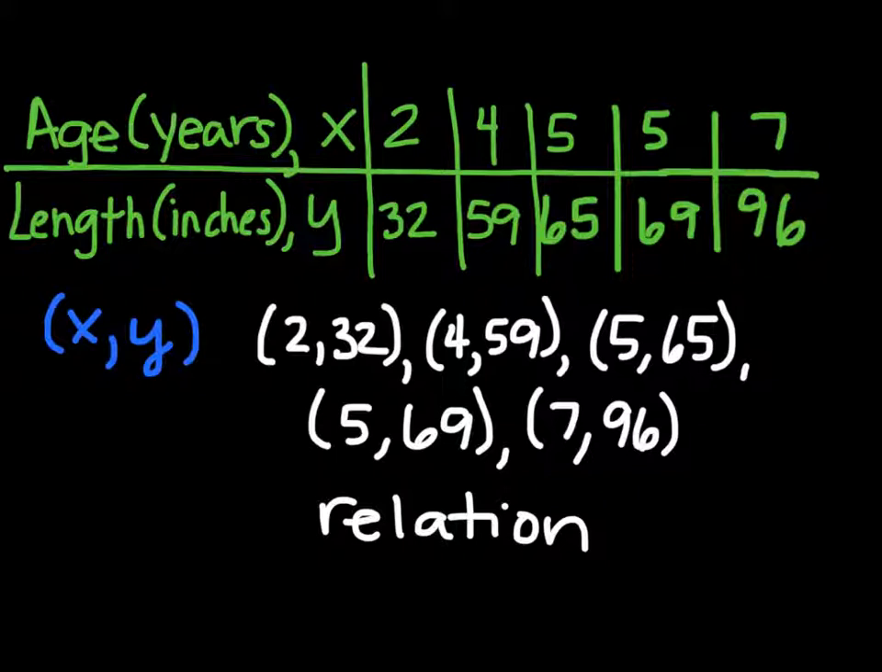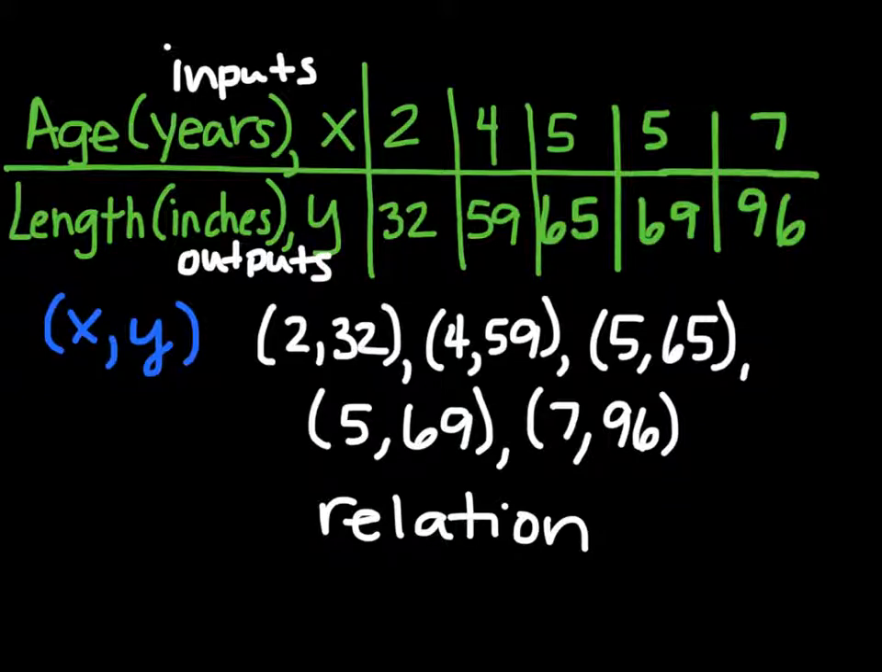A relation is a pairing of numbers in one set, which we'll call a domain, with numbers in another set, called the range. Each number in the domain is an input, and each number in the range is an output. For a relation represented by ordered pairs, the inputs are the x-coordinates, and the outputs are the y-coordinates.